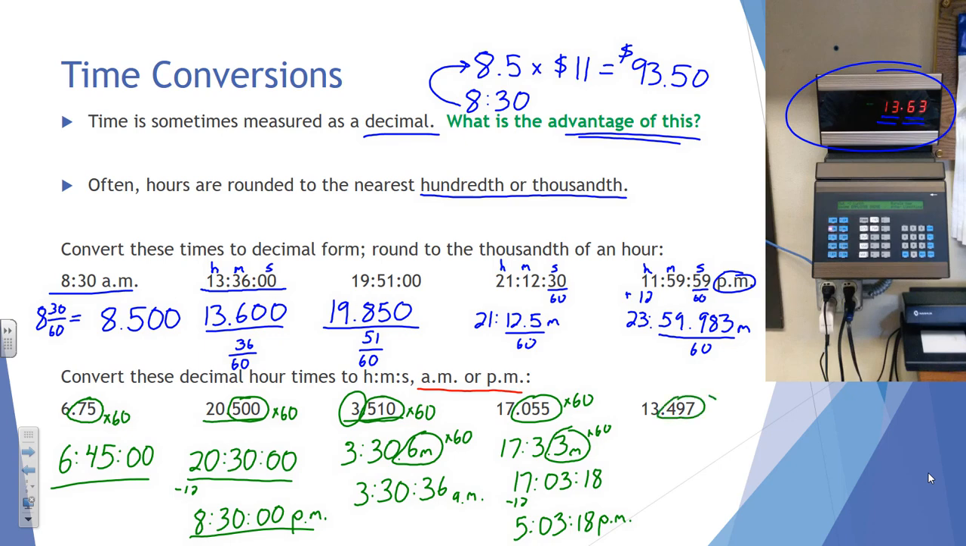And the last one, 13.497. We'll take that 0.497 and convert it into minutes, and we get 13 hours, 29.82 minutes. We'll take that 0.82 and convert it into seconds, and we get 13 hours, 29 minutes, 49.2 seconds. 13th hour is in the afternoon, so we can take away 12 from that and note that this is 1:29 and 49.2 seconds in the afternoon.